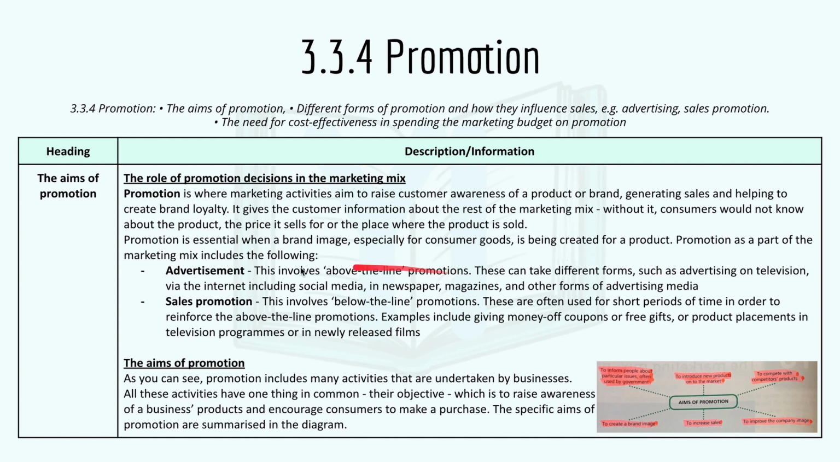Promotion as a part of the marketing mix includes the following. Number 1, advertisement, and this involves the above-the-line promotions, and these can take different forms such as advertising on television, via the internet including social media, in newspapers, magazines, and other forms of advertising media. And number 2, sales promotion, and this involves below-the-line promotions, and these are often used for short periods of time in order to reinforce the above-the-line promotion. Examples include giving money off coupons or free gifts, or product placement in television programs or in newly released films.